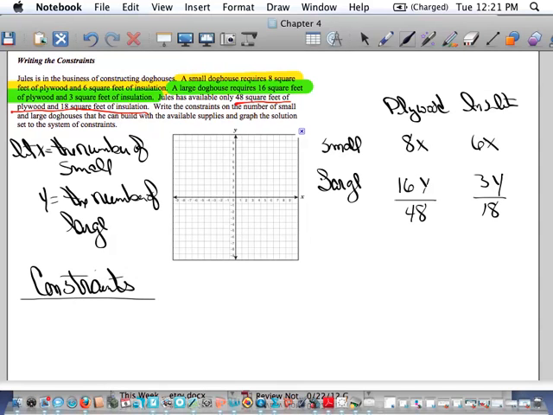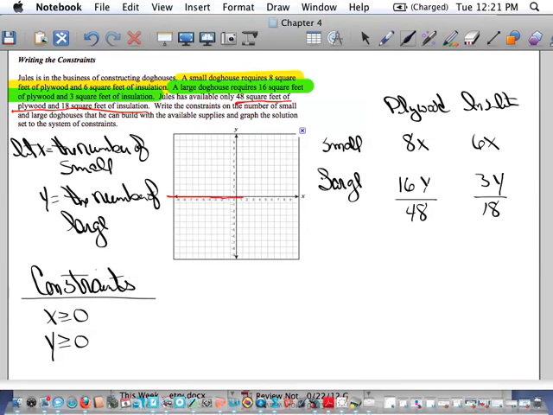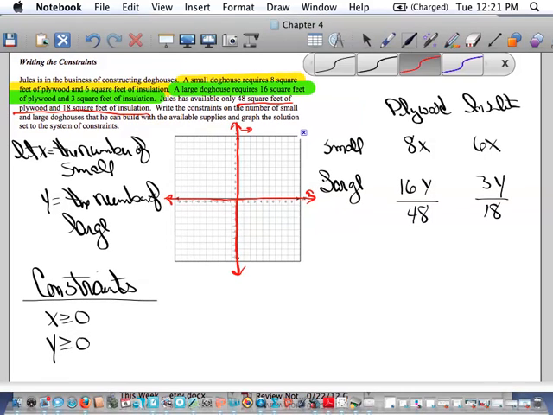Okay. We always have to remember, is he going to produce less than 0 small dog houses? No, that doesn't make sense. So X will be greater than or equal to 0. Is he going to produce less than 0 large dog houses? No. So Y is also going to be greater than or equal to 0. So we're going to be looking in this region, again in the first quadrant, to the right of X equals 0 and above Y equals 0.